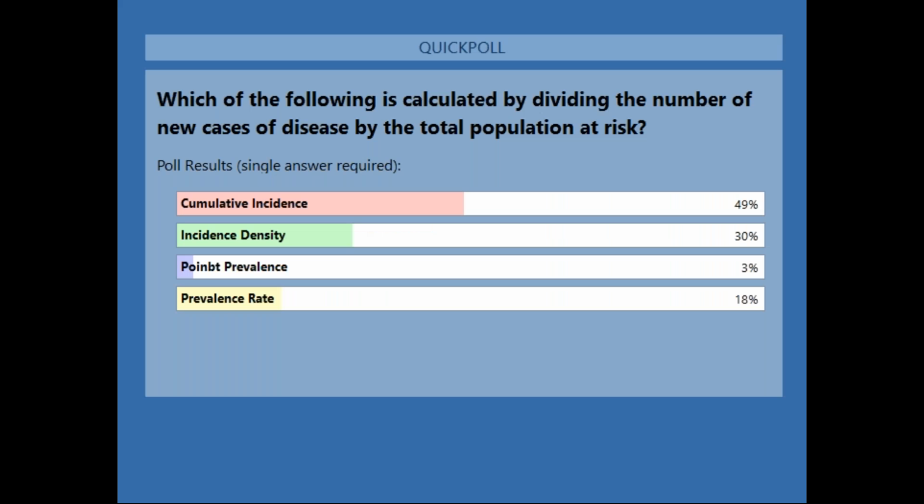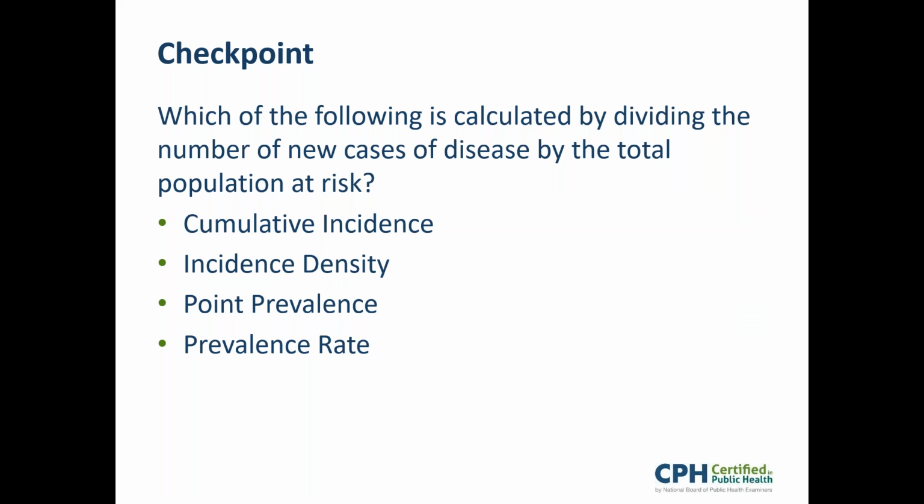Let's see what everybody said. We have about 50% of folks voting for cumulative incidence, 30% for incidence density, some for this very creative spelling of point prevalence, and about 18% for prevalence rate. So about half of you got it right, and the answer is cumulative incidence.